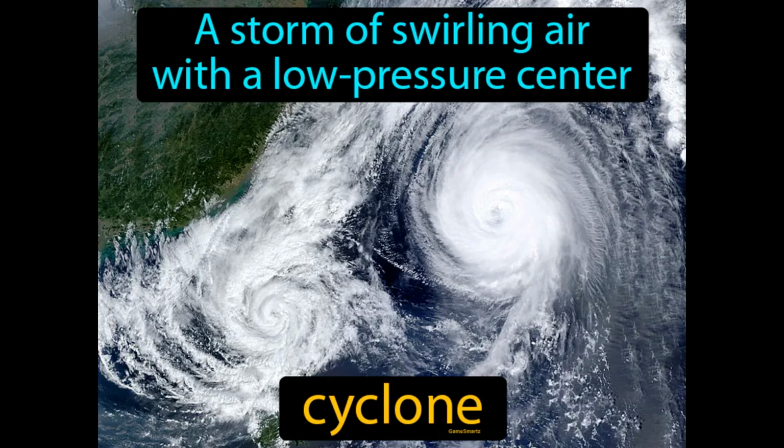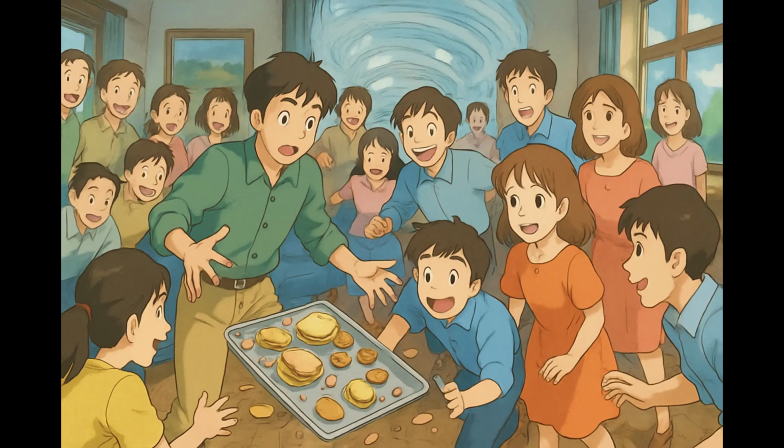A storm of swirling air with a low pressure center. Cyclone. A cyclone is a large, powerful storm system with strong winds rotating around a central low pressure area. Imagine you're at a crowded party and someone drops a tray of snacks in the middle of the room. Just like people rushing toward the snacks create a swirling crowd, a cyclone forms when air rushes toward a low-pressure center. In both cases, the movement is driven by the attraction to the central point.